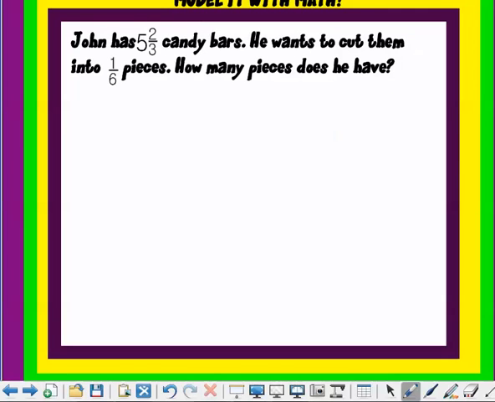All right, last one, a situation puzzle to think about. In this case, we have John with his candy bars. John has 5 2/3 candy bars, and he wants to cut them into pieces that are 1/6 of a candy bar. So we want to know how many of those 1/6 pieces he will get out of his 5 2/3. So let's write the division problem. We have 5 2/3 divided by 1/6. Remember, division asks us how many of those groups can we get out of the 5 2/3. How many 1/6 can we get out of 5 2/3?